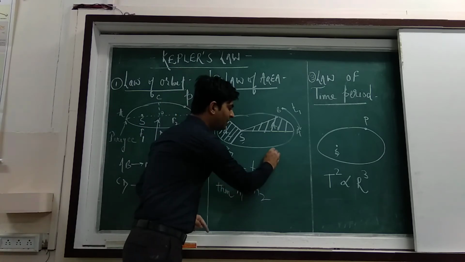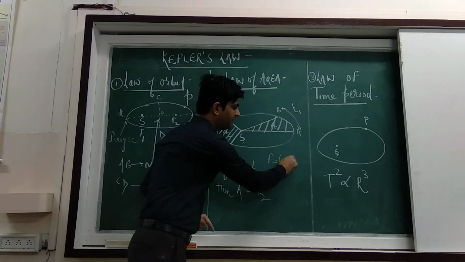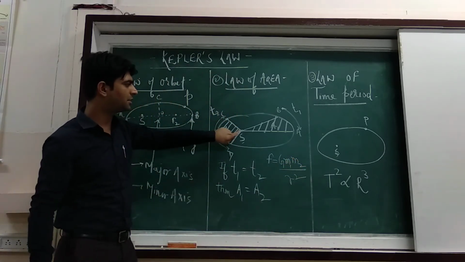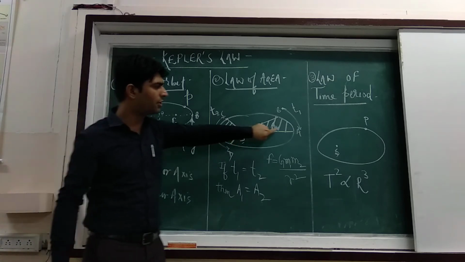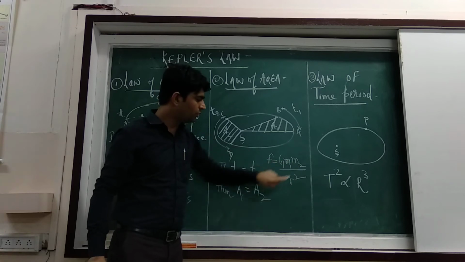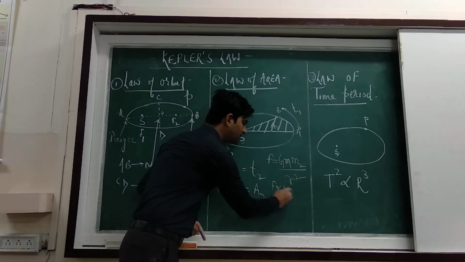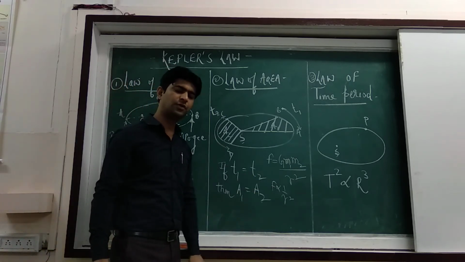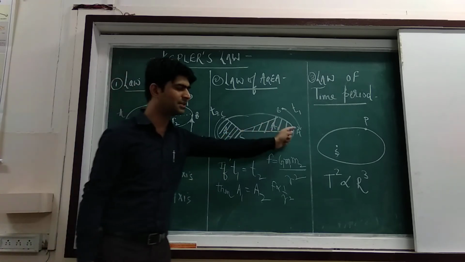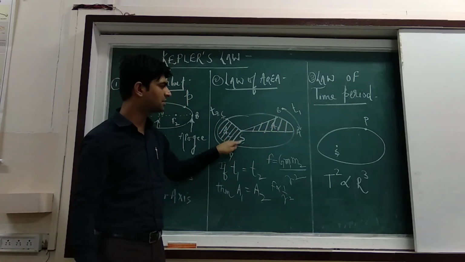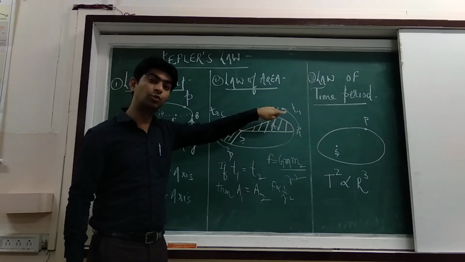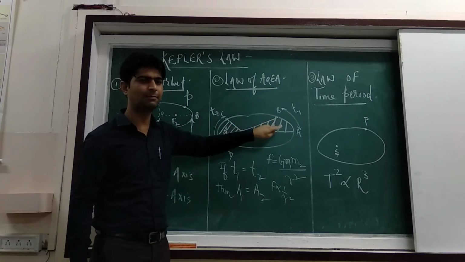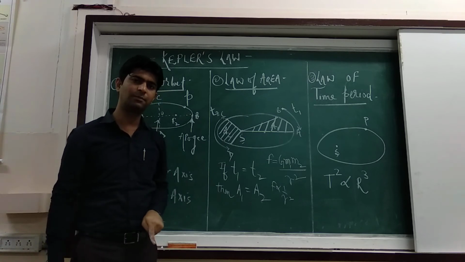Why? Because Newton's law of gravitation says that F is equal to G m1 m2 upon r square. m1 you can consider the mass of the sun. This is one body. The second body is the planet, that is m2. So you can see here F is inversely proportional to r square. That means with the distance the force of gravitation decreases. So the more the distance, the less the force of gravitation between the sun and the planet, and due to lesser force acting on the planet, the speed of revolution of the planet will be less.